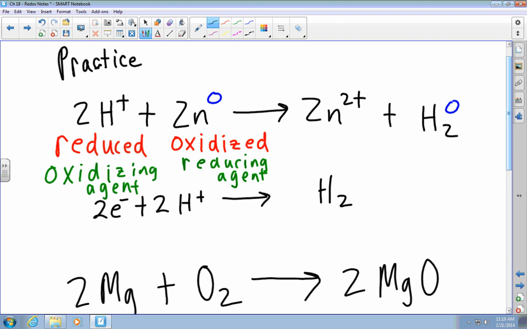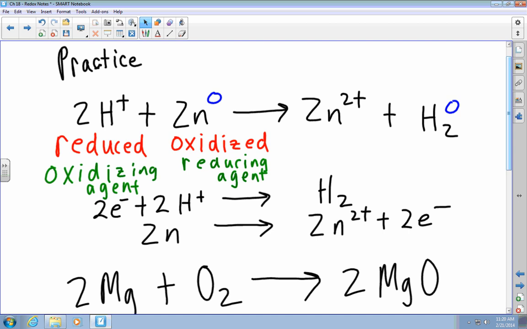Okay, let's do the zinc now. So the zinc is going from 0 to Zn2 plus. Where do the electrons go? They have to go on the right side. So this is showing us that as the zinc is being oxidized, it's losing 2 electrons. As the hydrogen ion is being reduced, it's gaining those 2 electrons. Okay, so that's good. Let's do the next example.